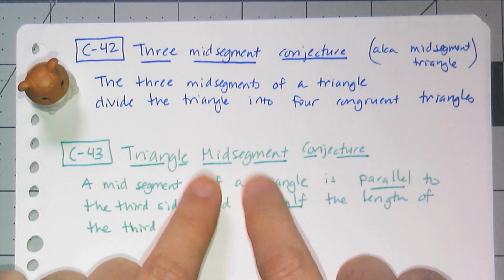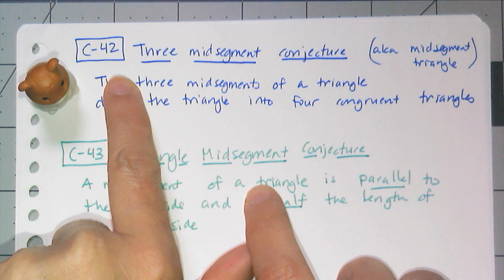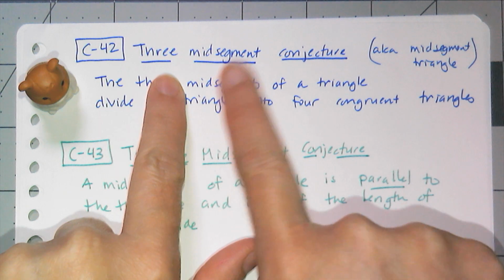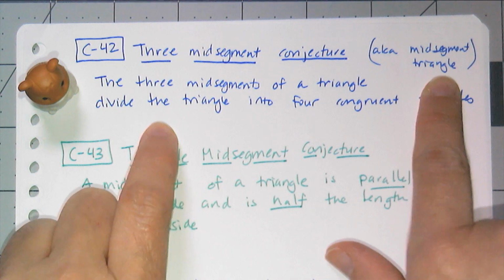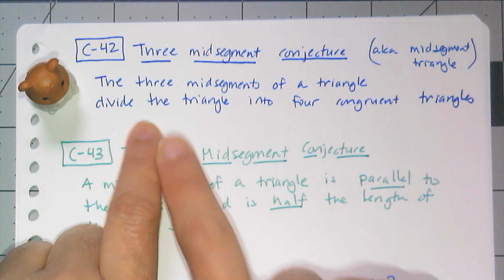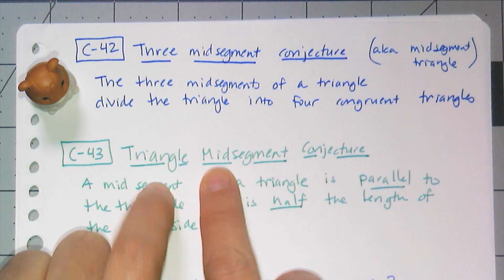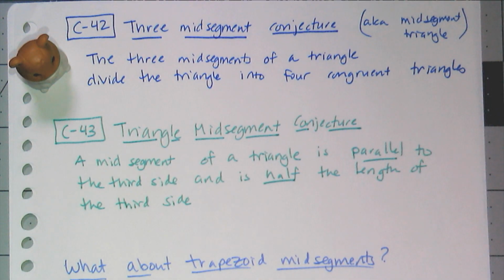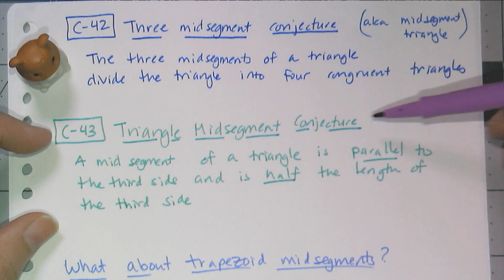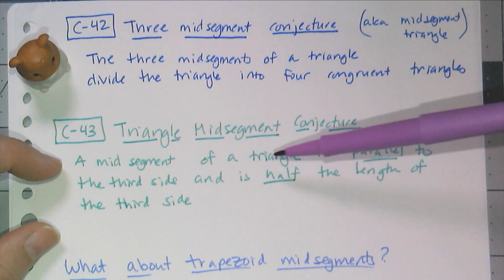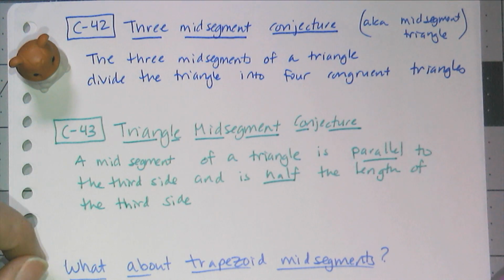So this gives me my 2 conjectures for triangle midsegments. The first one, C42, is the 3 midsegment conjecture, also known as the midsegment triangle, because it's about the triangle formed by connecting the midsegments. It says the 3 midsegments of a triangle divide the triangle into 4 congruent triangles, and we showed that with the patty paper. And then C43 is the fancy one, and this is the one that you're going to use most often. It's the triangle midsegment conjecture. It says that a midsegment of a triangle is parallel to the third side and is half the length of the third side.